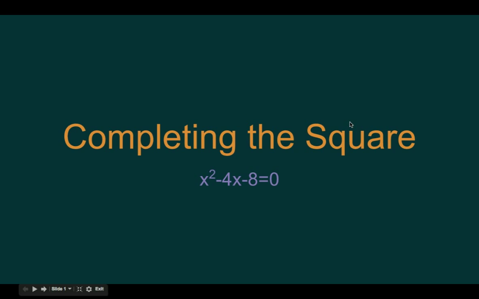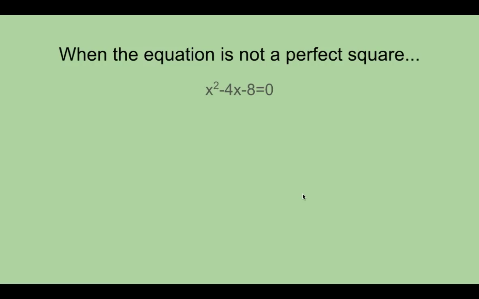Alright, so this is how we will solve a quadratic equation using the completing the square method. Our equation for this example will be x squared minus 4x minus 8 equals 0. So we would use the completing the square method when the equation is not a perfect square.